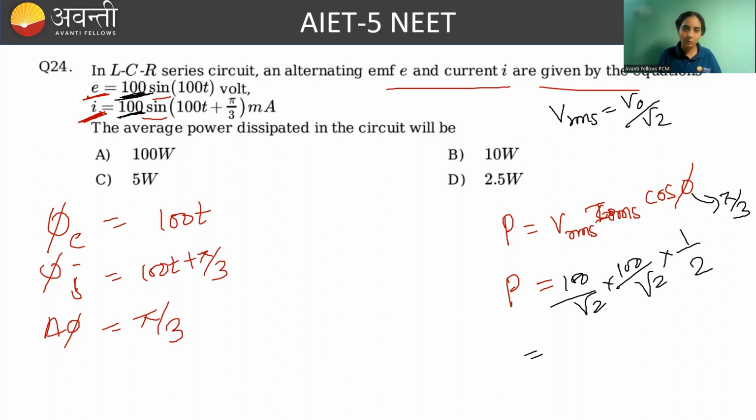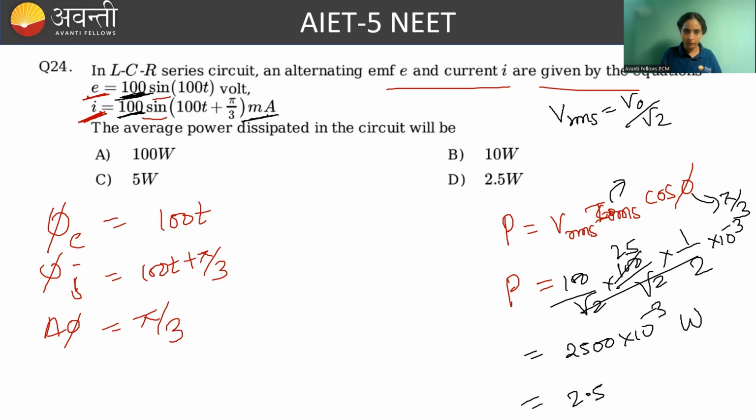So what answer are you going to get? This will become 4, and 4 will go into 25 times. So this is how much? 2500. Again, one thing we have missed, that is current is given in terms of milliampere. So IRMS I have written 100 by root 2 milliampere. Let's convert it into ampere. So this is this much watt. So this is 2.5 watt.